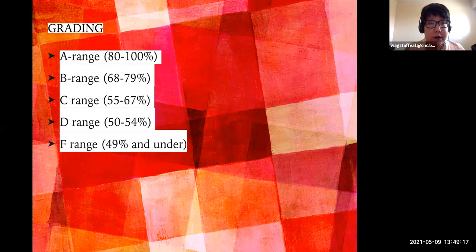Here are the grade ranges. They're fairly wide. The A range is all the way down to 80. B range is 68 to 79. C range is 55 to 67, D range 50 to 54, and F range 49% and under. So that's just what you need to know for grading.